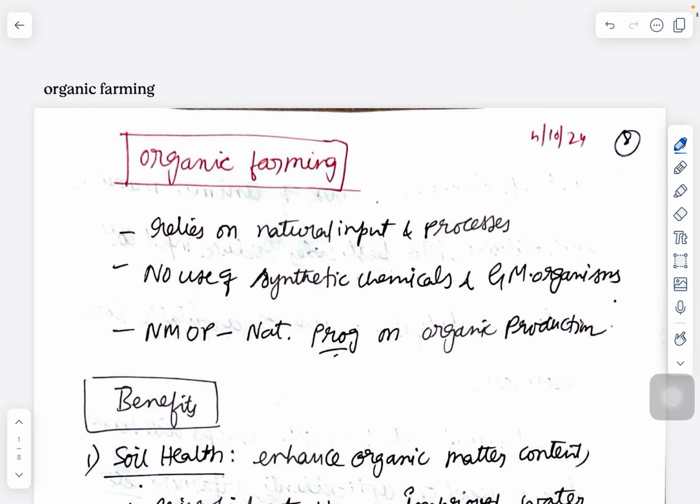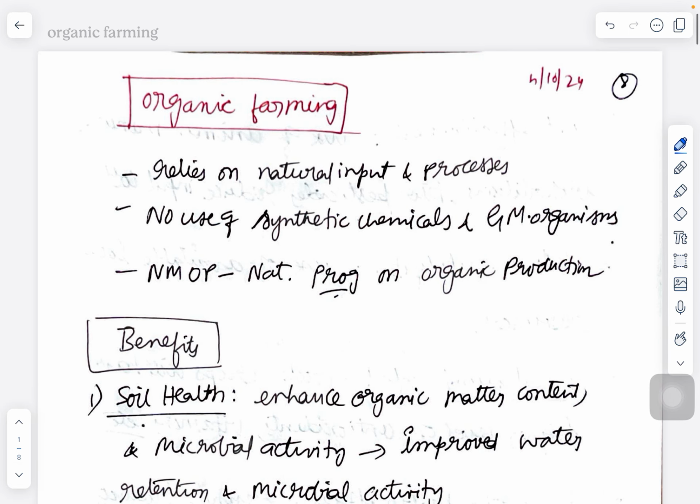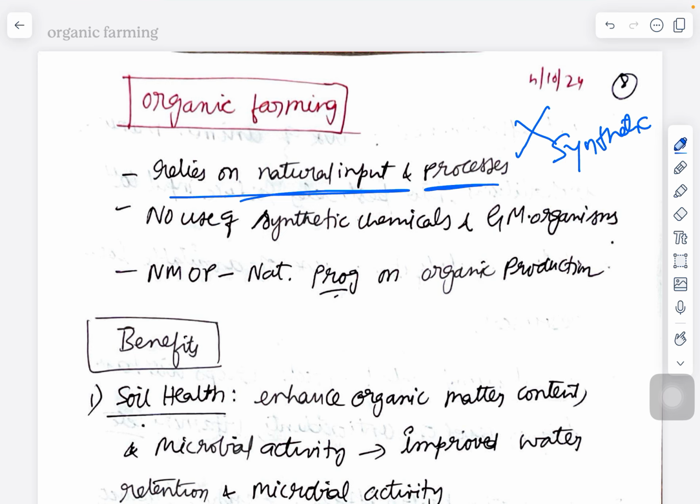Say if we want to look at some of the benefits of organic farming. So what exactly is organic farming? Organic farming is just the use of natural inputs and natural processes, right? And there is no use of synthetic chemicals or fertilizers or anything synthetic or artificially produced, which is not part of the farming system. So that is called organic farming.